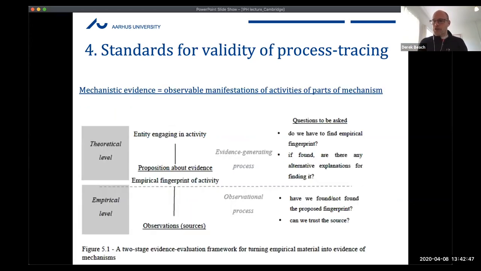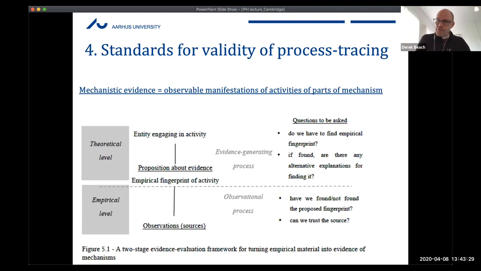And this figure is a little bit complex, I apologize, but it's linked then into, in the philosophy of science, the Bayesian approach, where they talk about this two-step between the highest level, the actual entity or activity, our theory, making propositions about evidence, and then you have to think about, in process tracing, for each of these, the propositions about potential evidence. You have to ask yourself questions like, do you have to find this fingerprint? If you find it, are there alternative explanations for finding this particular trace or fingerprint?